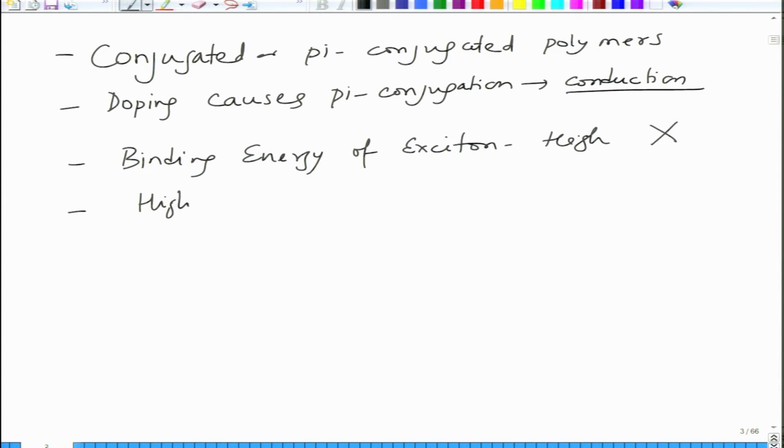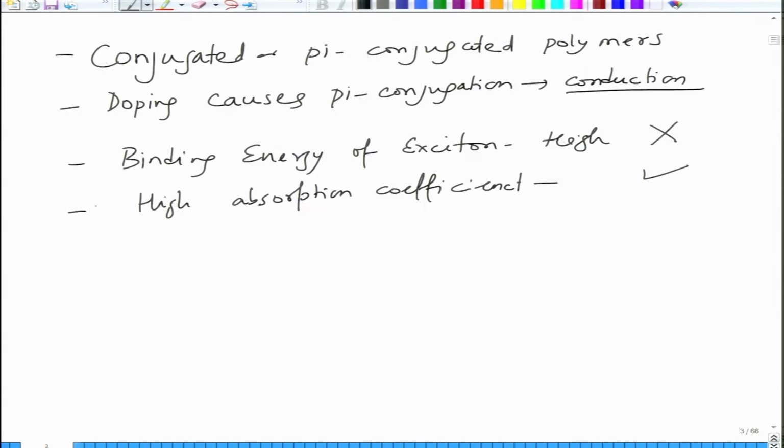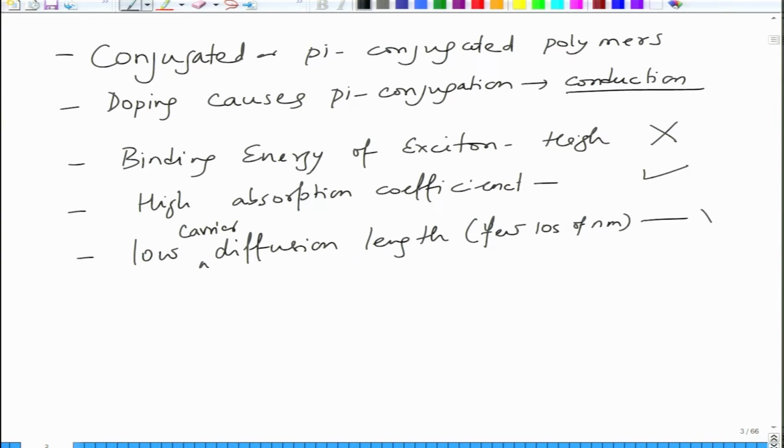They have high absorption coefficient because they are nearly direct band gap semiconductors. Since they are amorphous in nature or semi crystalline in nature, they tend to have band structure which makes them almost like a direct band gap semiconductor. They have high absorption coefficient, and they also have another problem, that they have low carrier diffusion lengths. This is of the order of few tens of nanometer, and this is also a problem.